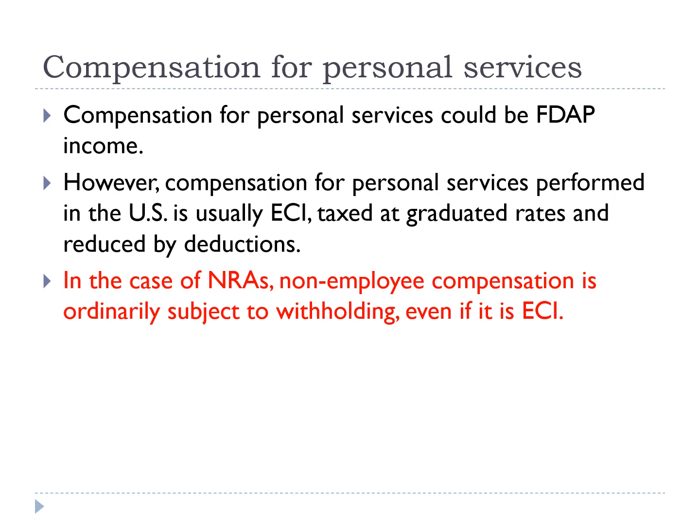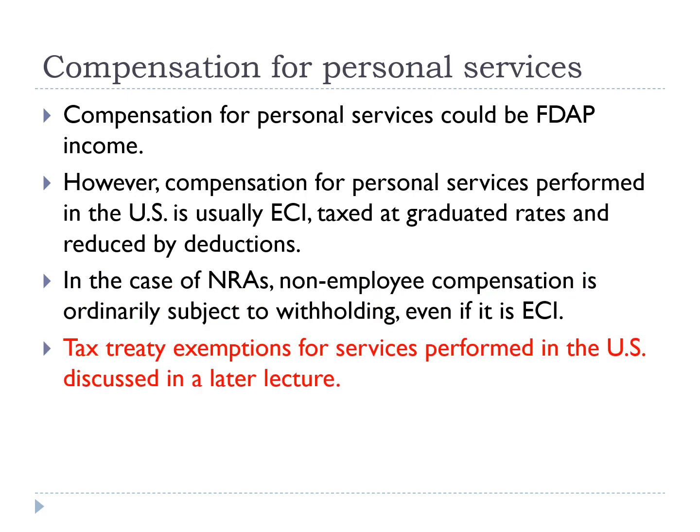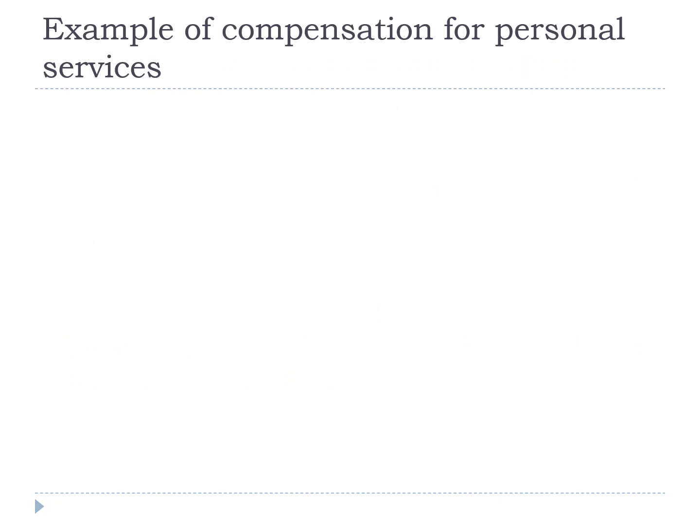However, non-employee compensation paid to non-resident aliens, while not subject to the flat 30% tax, is ordinarily still subject to 30% withholding, as discussed in Lecture 2-2. Tax treaties provide exemptions for services performed in the United States. However, these are exemptions related to compensation that is otherwise taxed as effectively connected income and will be discussed in a later lecture. Here is an example of compensation for personal services.